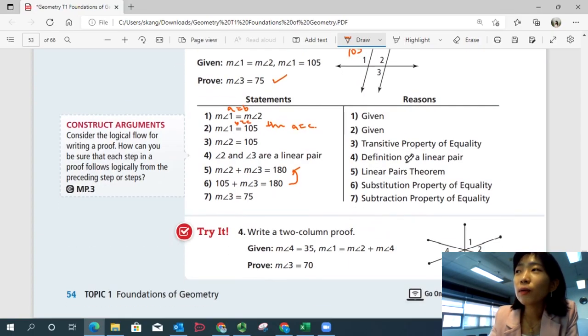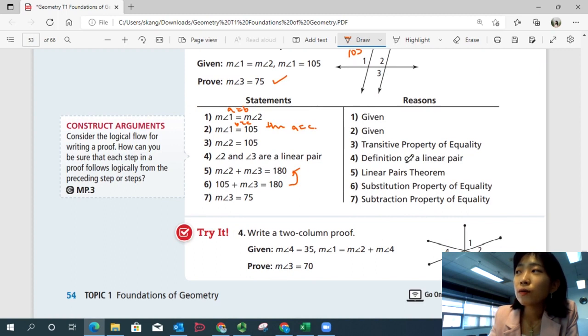All right, try number 4. Write a 2-column proof for the given fact that measure of angle 4 is 35, and angle 1 is equal to angle 2 plus angle 4. Using that, prove that measure of angle 3 is 70. See if you can write your own 2-column proof. Make sure you state the given information first, and then think about how you're going to get to that final statement in order to prove that.